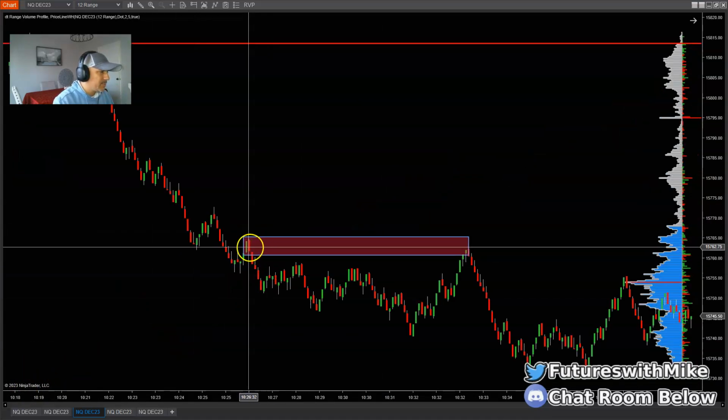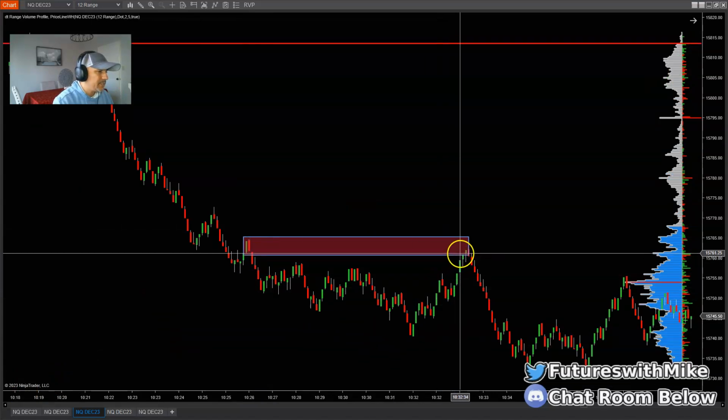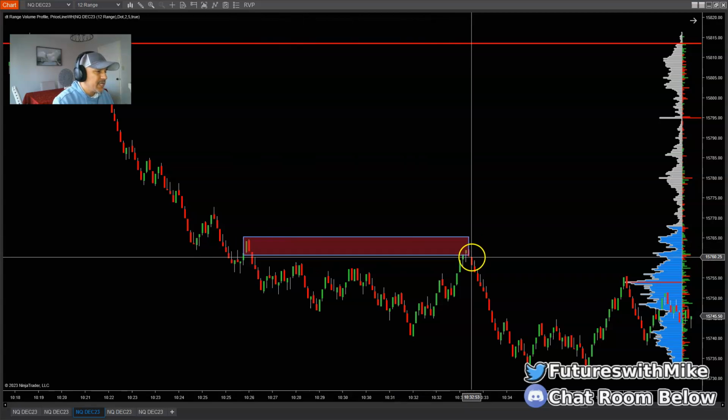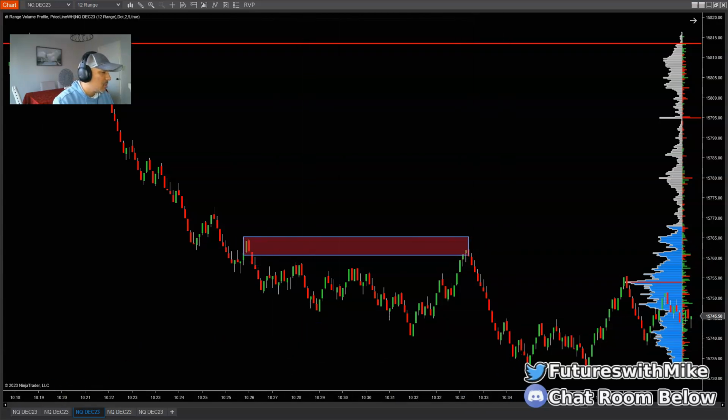Another example right here is a supply zone, okay? Market pulls back to it. Look what it does. It taps into the supply zone, pushes higher to fill in the little imbalance on the inside of the supply zone, okay? Rejects, break, close of the candle below, go short.